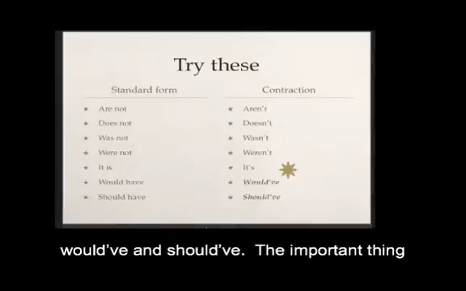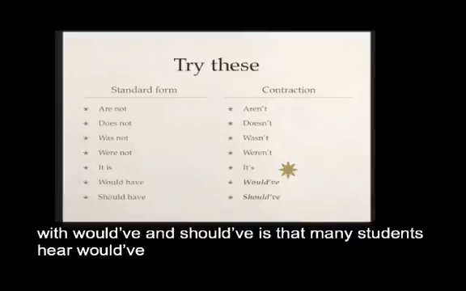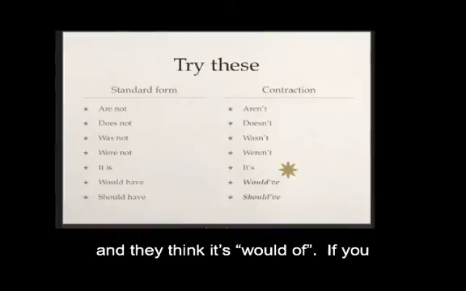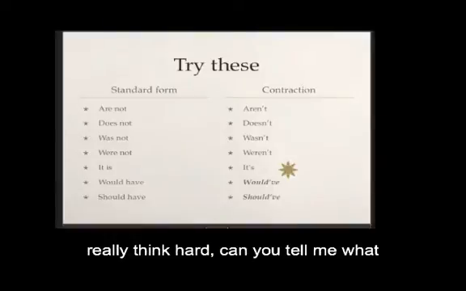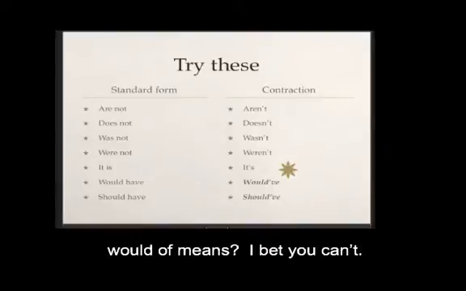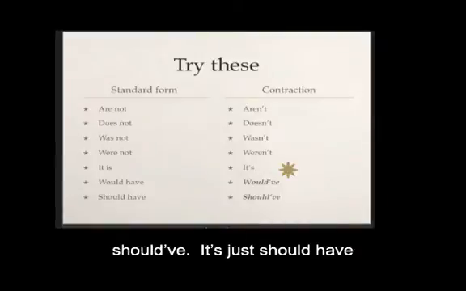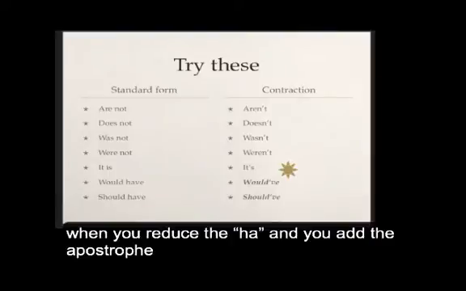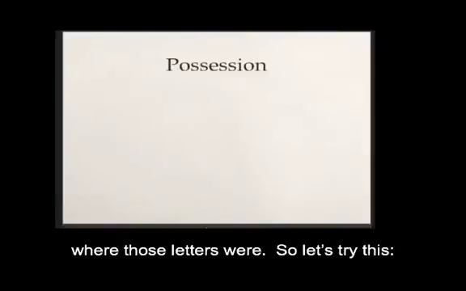The important thing with would've and should've is many students hear would've and they think it's would of. If you really think hard, can you tell me what would of means? I bet you can't. Should've. That's just should have when you reduce the H and the A and you add the apostrophe where those letters were. So let's try this.